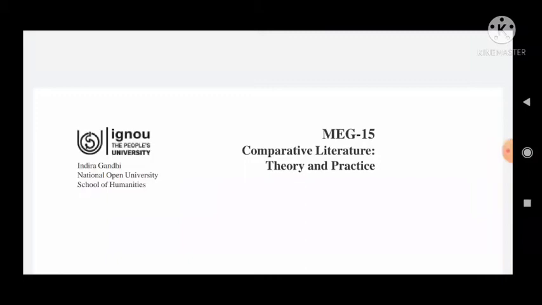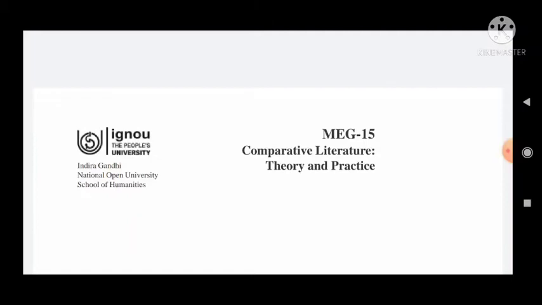Today I will discuss MEG 15, Comparative Literature: Theory and Practice. You can go through my previous videos of MEG 6 and CT 01, 02, 03, 04. Already I have discussed in my previous videos all about IGNOU assignments and various question answers. Today we will go through MEG 15, Comparative Literature: Theory and Practice, and here it is Block 3 which I will discuss.